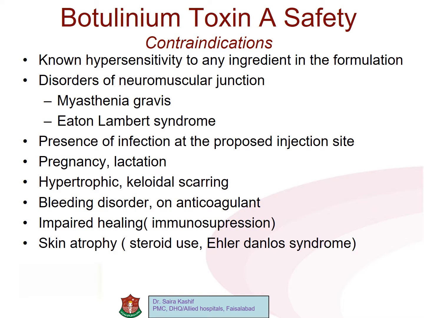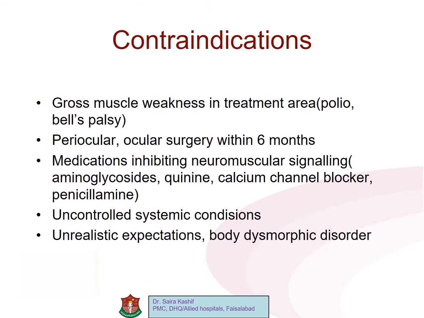So before going for the botulinum toxin injection, make sure that you have proper selection of the patient and rule out any contraindication before the injection. If there is known hypersensitivity to any ingredient in the formulation, don't inject the patient. If there is disorder of the neuromuscular junction like myasthenia gravis, don't inject the patient. If there is presence of active infection at the injection site or some active disease at that site, hypertrophic or keloidal scarring history, history of bleeding disorder, impaired immunity, skin disease present.